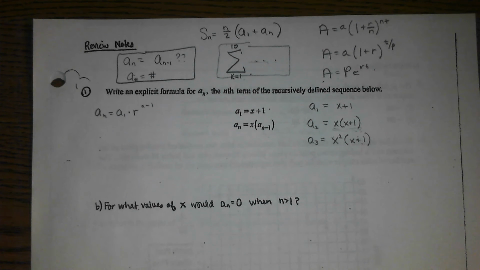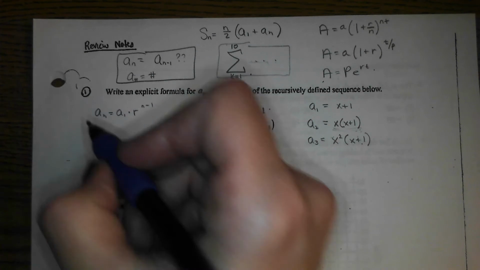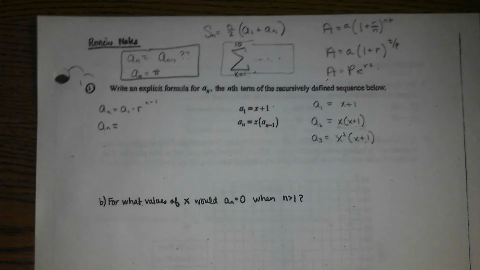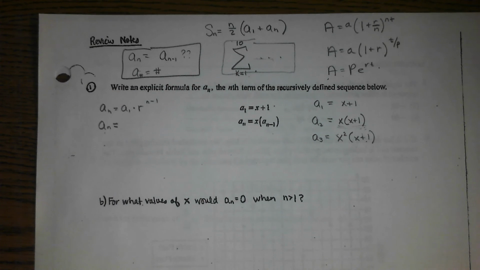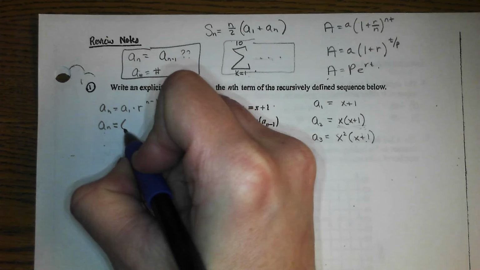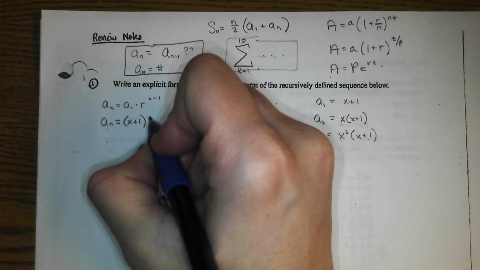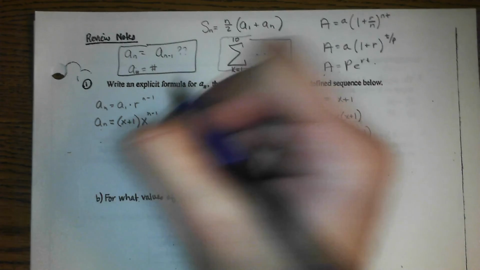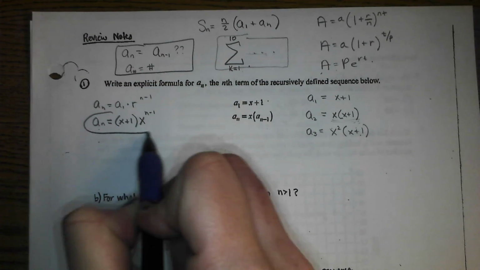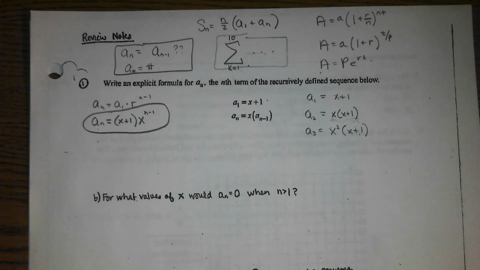And if I'm writing the formula, n stays put. A sub n equals, what's the first term? X plus 1. Because that's a binomial, make sure you keep it in parentheses. What's the common ratio? What's that multiplier? X to the n minus 1 power, and you're done. That's the explicit formula. You'll never plug in a number for n in the explicit formula. You want to keep n so that you can use that formula to find the 100th term if you need. Follow?